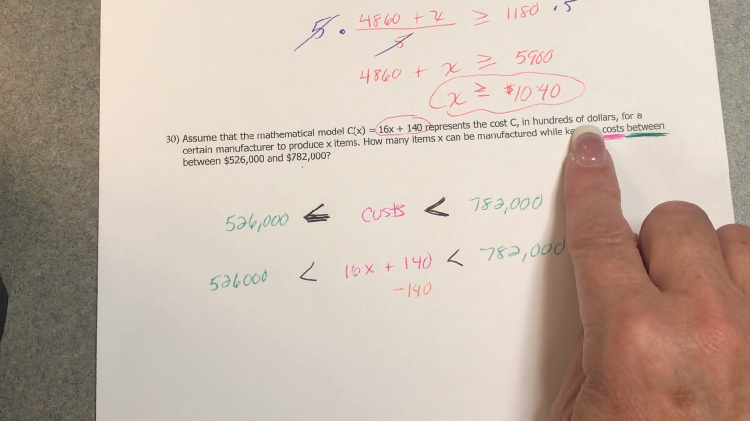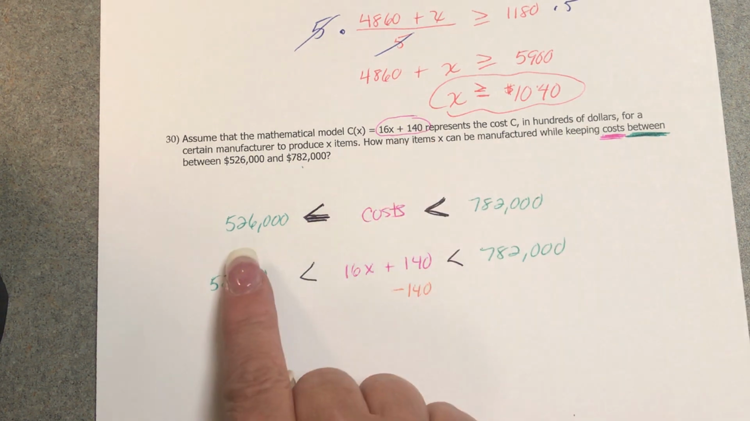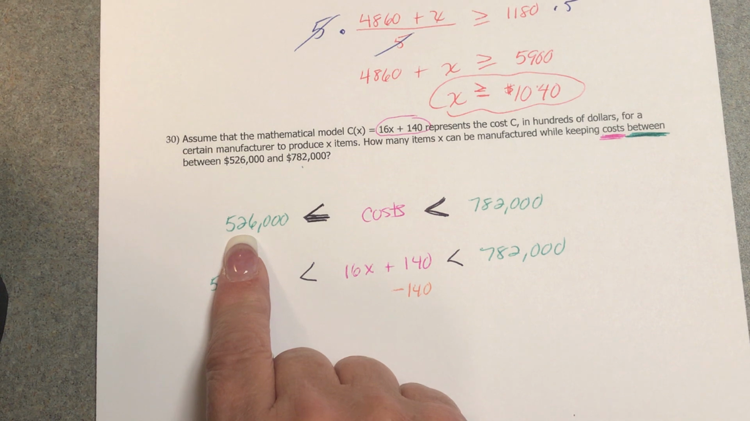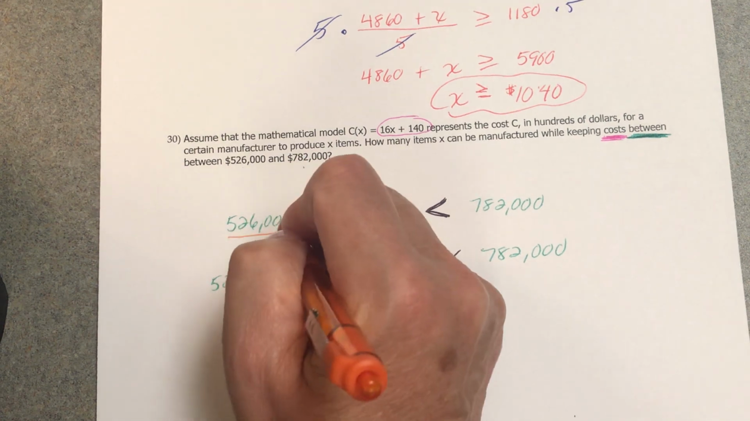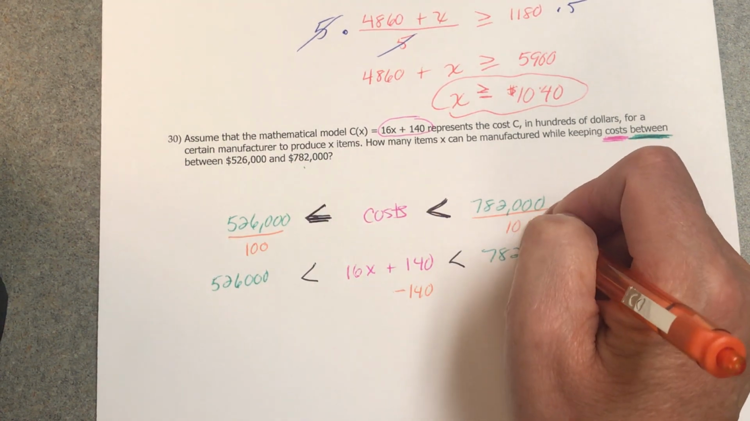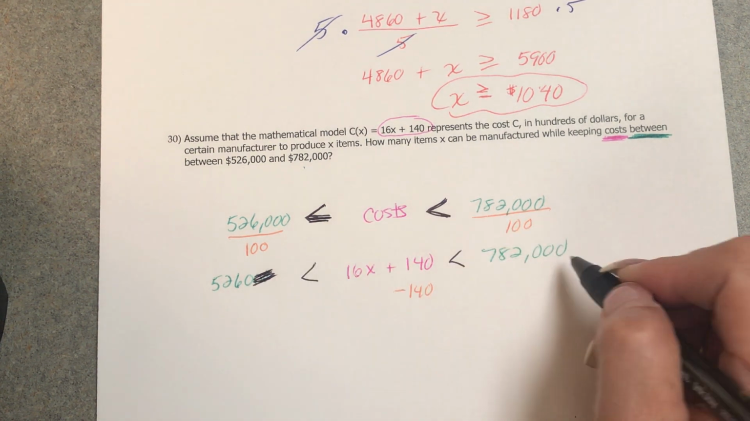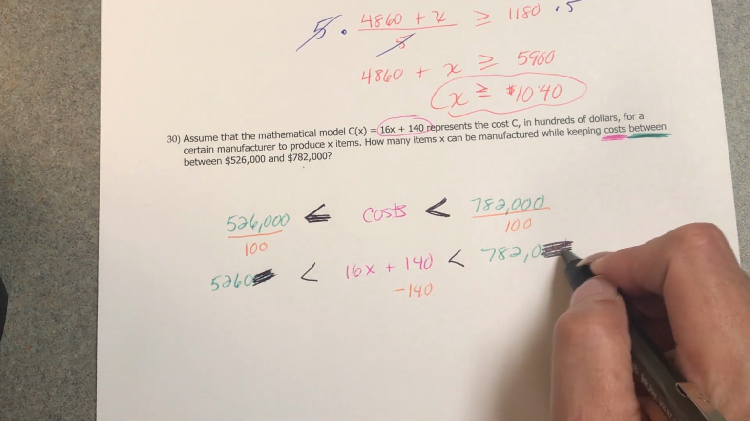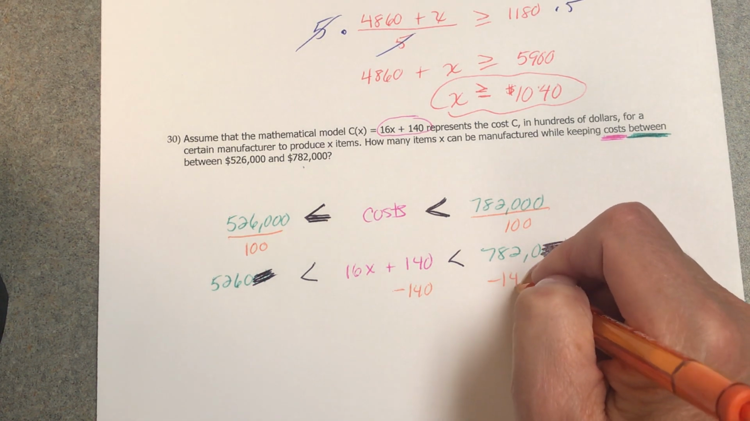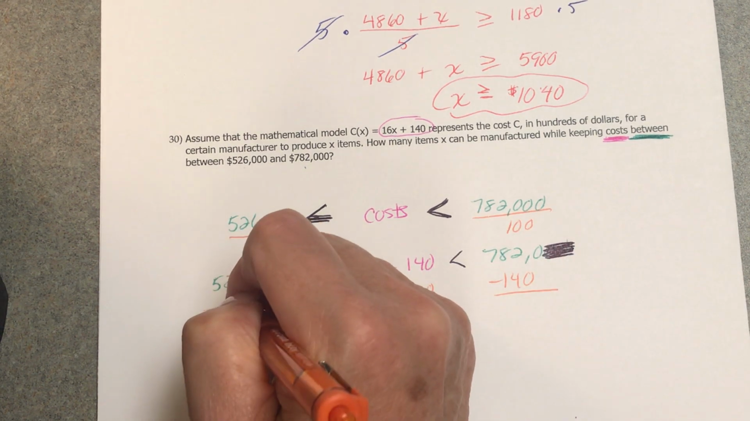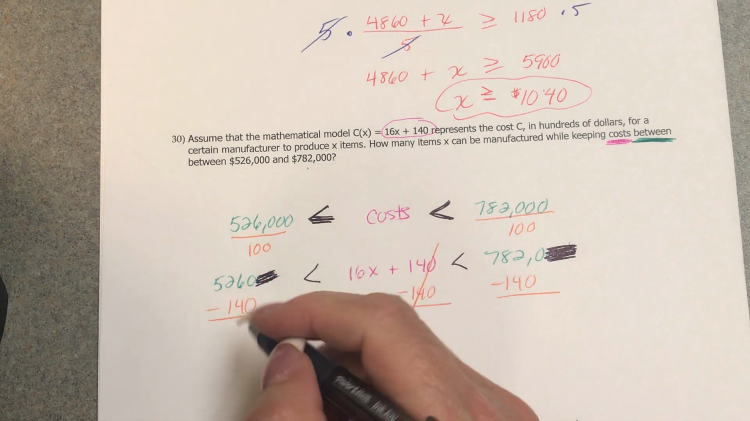Okay. This is in hundreds of dollars. So when they gave me 526,000, I really need to divide that by 100 to get it in terms of hundreds of dollars. So really, I need to knock off 2 zeros here. Sorry, I forgot that part. So that when I subtract the 140 from everything, that cancels.